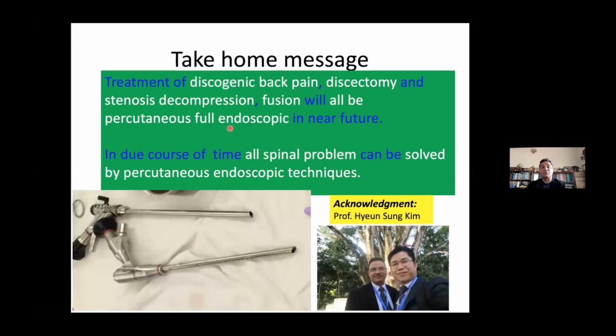So my presentation, I'm finishing now. The treatment of discogenic back pain, discectomy, stenosis, decompression, and fusion will all be percutaneous in the future. In due course of time, all spinal problems can be solved by percutaneous endoscopic technique.